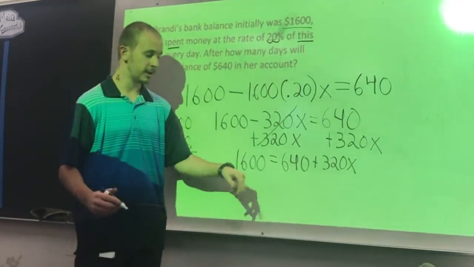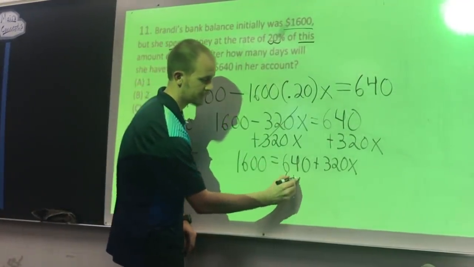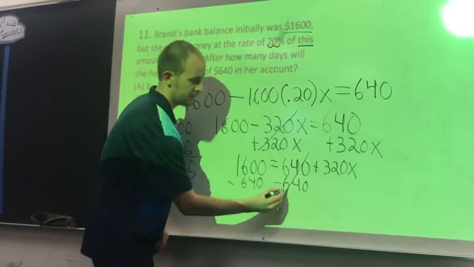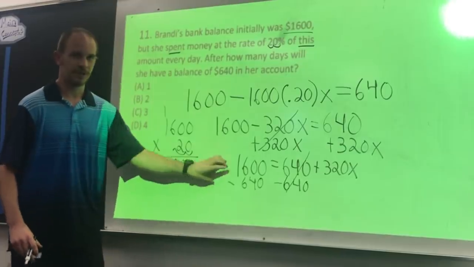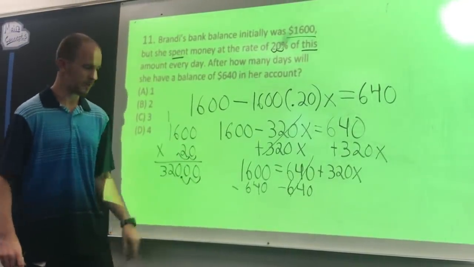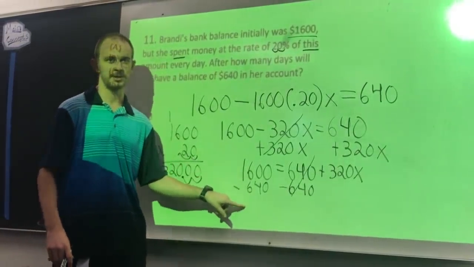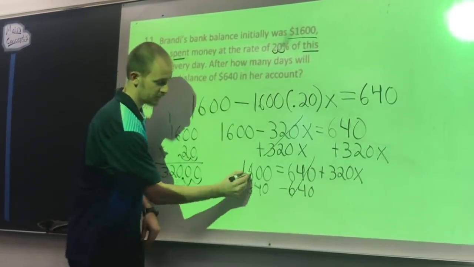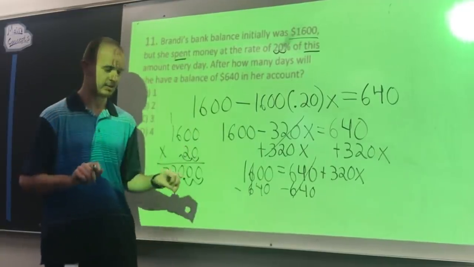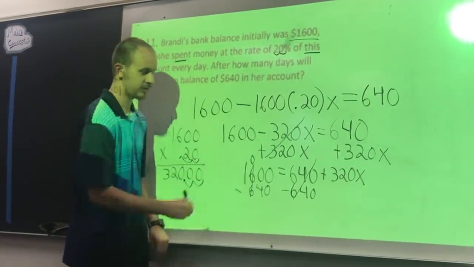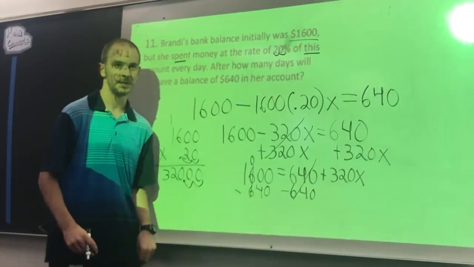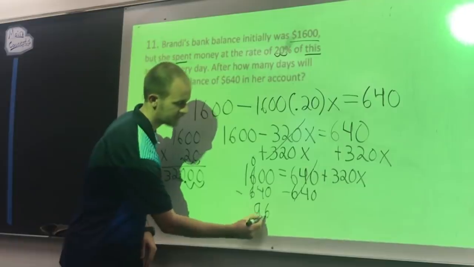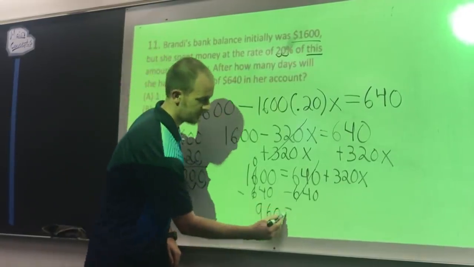My 640 is positive, so I'm going to subtract it. Now, this might look ugly, but you can do a quick simple math. I have 1600, I'm taking 640 away from it. Well, I know I'm taking away a complete 600, so my 6's technically cancel, and I only have 1,000 left over that I need to take 40 away from. If I have $1,000 and I'm spending 40 of it, I have 960, equal to my 320X.